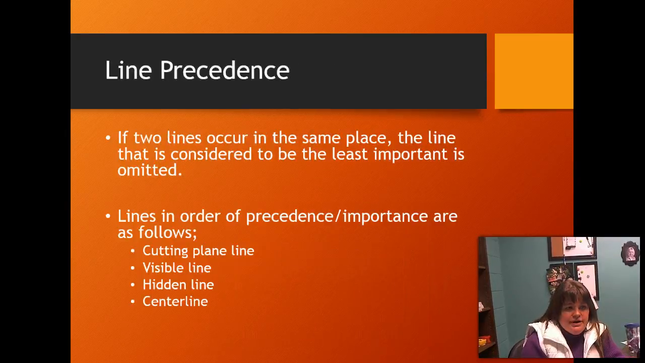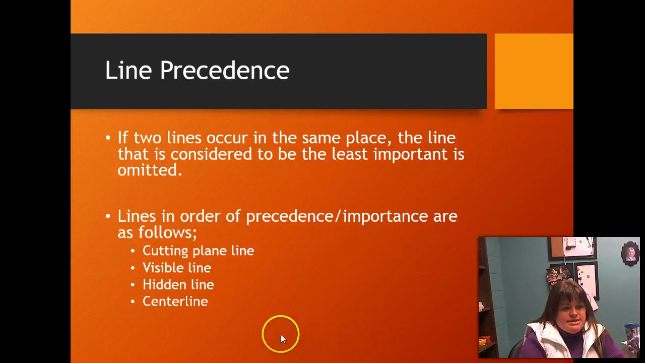The most important part of this lecture talks about line precedence, and we saw it back in a previous example where we had a hole on top of a hole, and one hole was visible from the top down and then the other hole was not, and that's where line precedence comes into play. If two lines occur in the exact same place, the line that is considered to be the least important we omit. So the most important lines we talk about are our cutting plane lines, and we really won't have any examples of those until later on in the semester. So you can kind of ignore that one for right now.